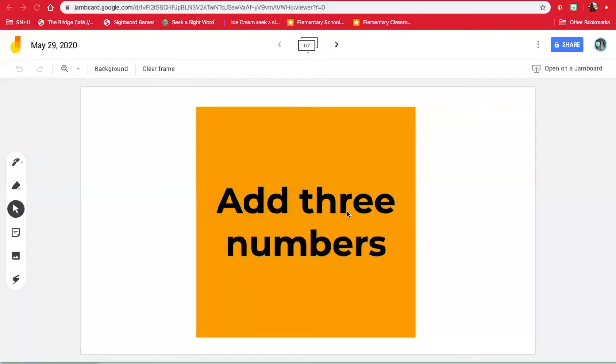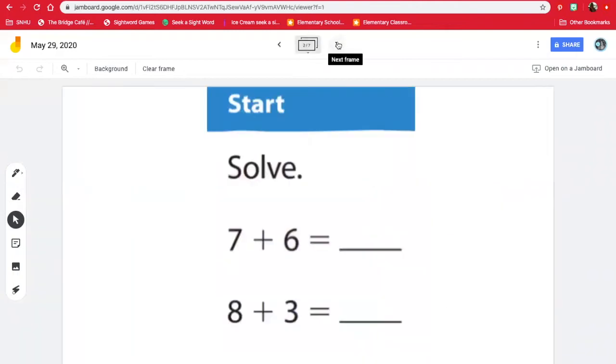Here we go. So here we have add 3 numbers. Let's start here. It says solve 7 plus 6. Well, I could draw a picture. I could use a 10 frame, but I don't see a 10 frame there. I could make a 10 first to add. I think that's what I'm going to do.